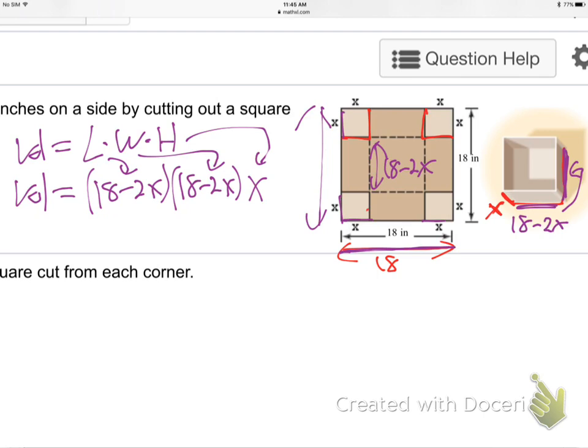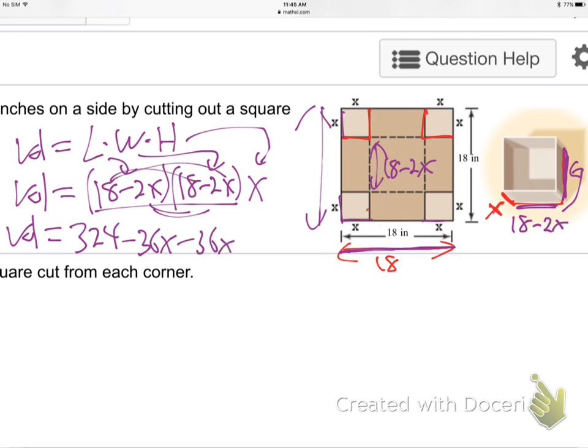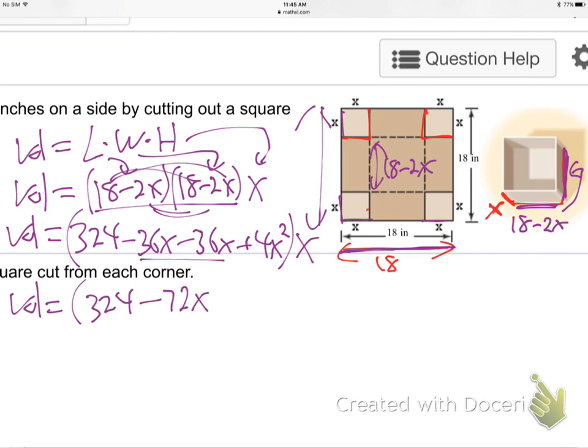Okay, so then we got to FOIL all that out. So let's FOIL these guys first off. So 18 times 18, is that 364? 324, thank you. 324 minus 36x, I'm just FOILing right now, minus 36x plus 4x squared, and that x just waits out front. And so that is 324 minus 72x plus 4x squared, times x, like that.